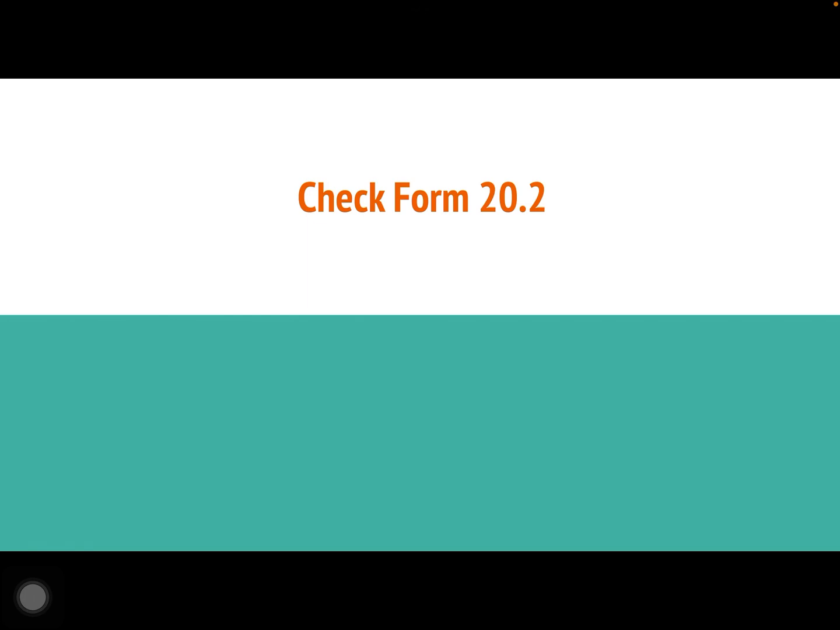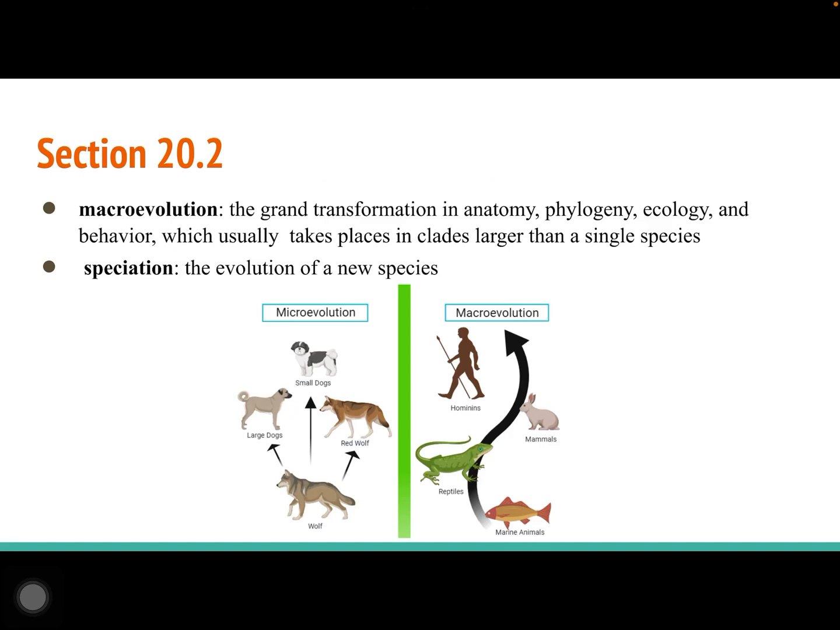Tomorrow we're going to go over your Form 20.2. Your homework for tonight is Form 20.3. If you have extra time in class today, you can work on your Chapter 20 vocab word search. You can also work on your chapter review. Any of those are viable options. Or if you haven't finished your 20.2, you may want to get that done as well.